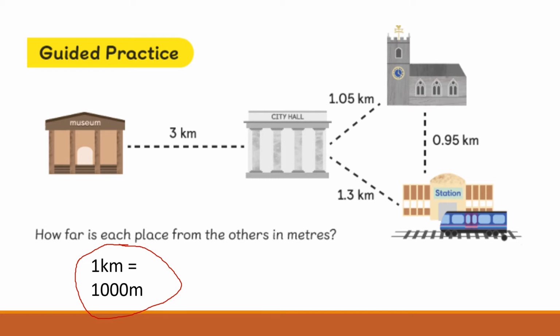Okay, let's have a look at this one. We're going to go from city hall to station, and it says 1.3 kilometers. Now we know that 1 kilometer is 1,000 meters, so we know that this part here is 1,000 meters, and we are left with 0.3 kilometers. Now 0.1 kilometers we know is 100 meters because it's 1,000 divided by 10. So if 0.1 is 100 meters, 0.3 is 300 meters. So our answer would be 1,300 meters.